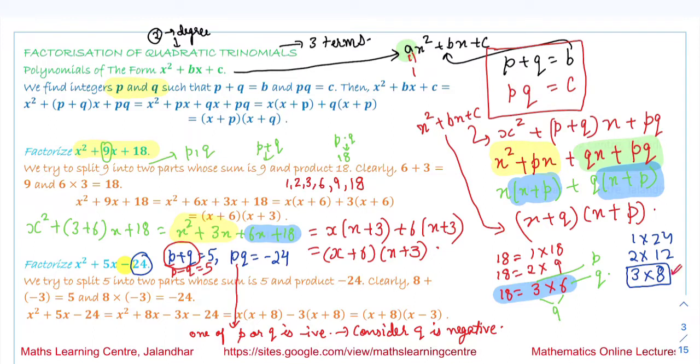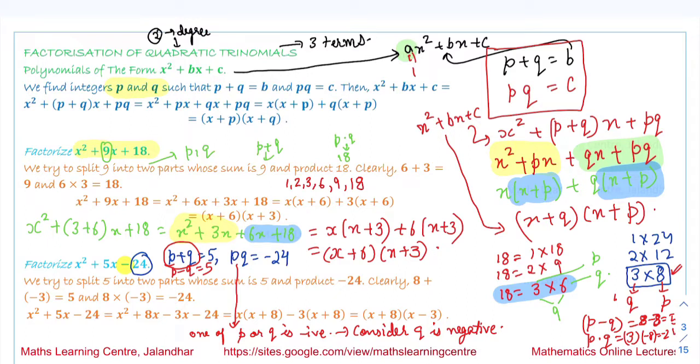Now from this we say this value 8 we are assigning as p and this 3 we are assigning as q. So what we get is p minus q is 8 minus 3, that is equal to 5, and p into q is 3 into 8, minus 24. So we are getting the answers in this form, that it is 5 and this is minus 24.